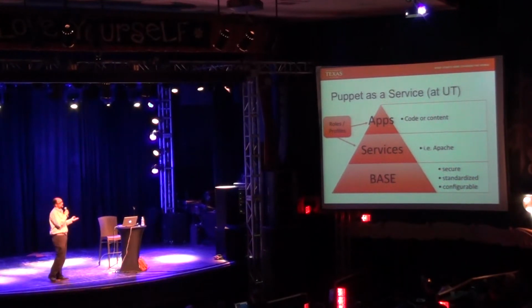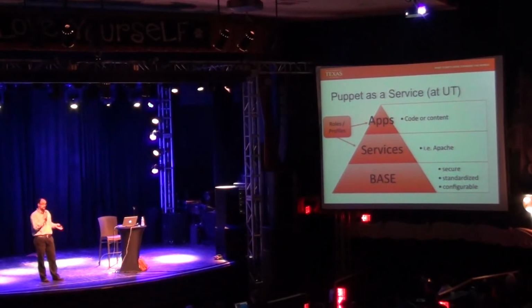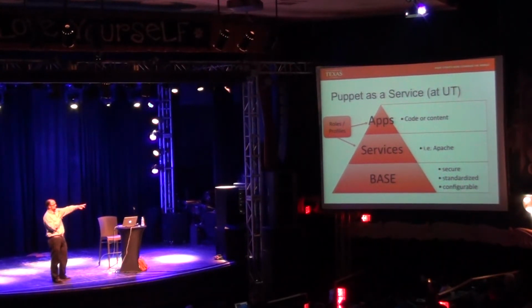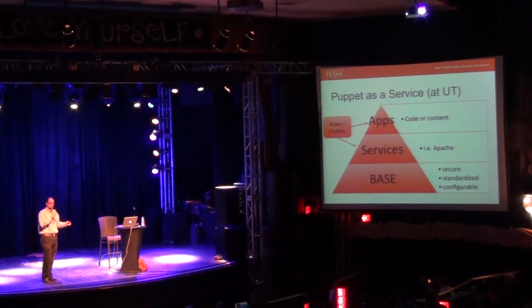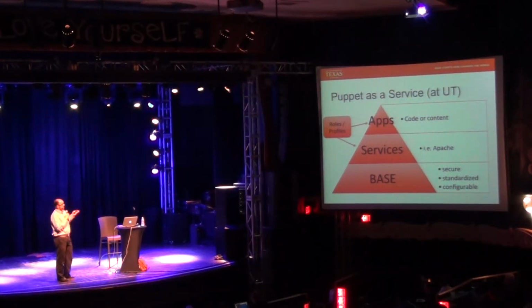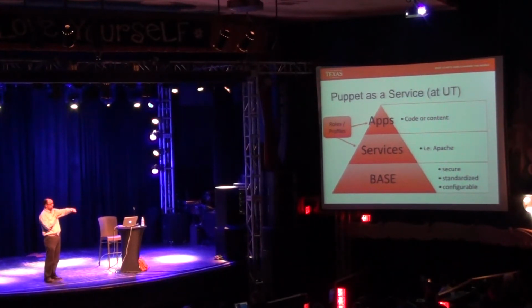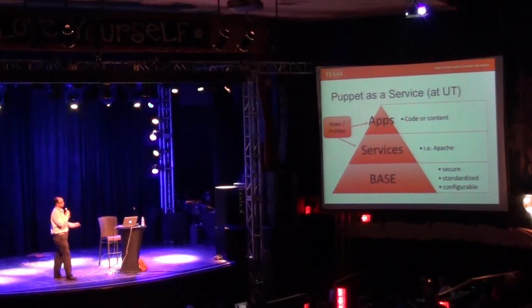And so what you end up getting, and this is basically Puppet as a service at UT, is how it breaks in at this point. And really, we've very much been focused on the base level, right? Because that's our first mandate, to provide a secure, standardized, and configurable OS that people can add on to. And then also to allow people to build onto that at what we call the service level or the application level. Because our group are the sysadmins, so we're at the base level. But then we also have service admins above us, and they can support applications such as code or content.